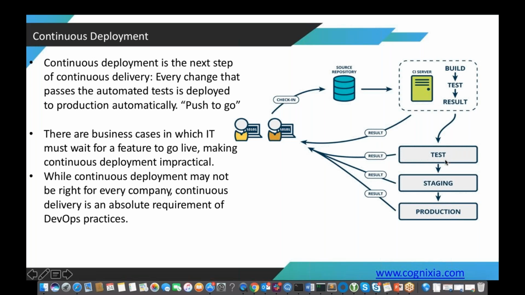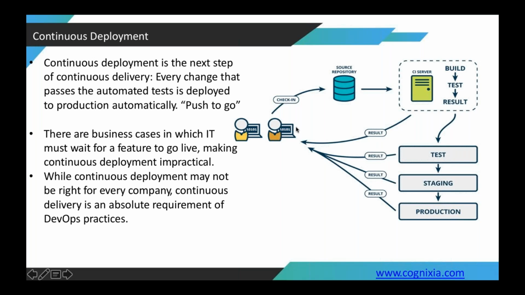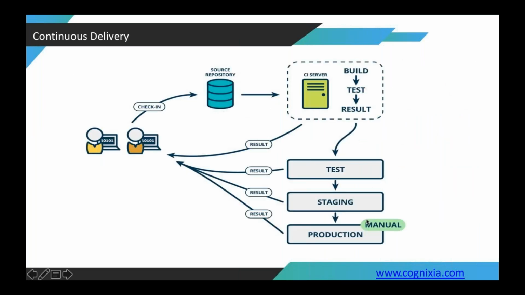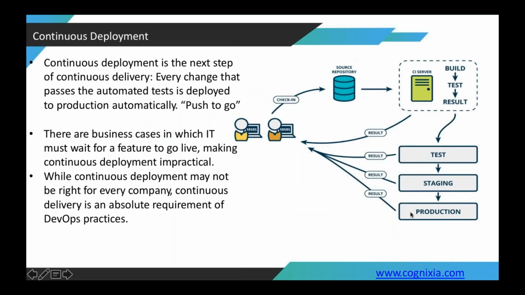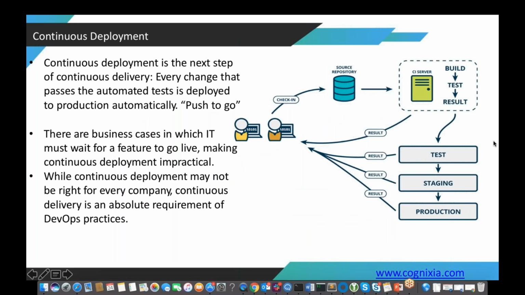Sridhar, do you have any confusion in the previous slide? If we talk about the previous slide, we were having the manual approval before deploying the code in the production. This is continuous delivery, and if we talk about continuous deployment, it's automated. Yes, Niteshri, the last step, which is your approval.